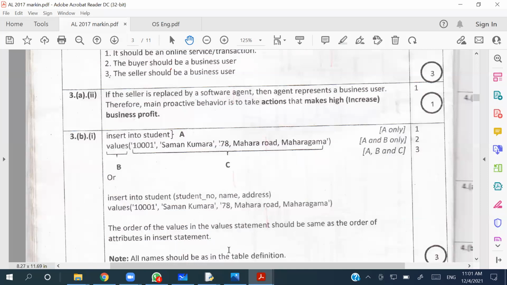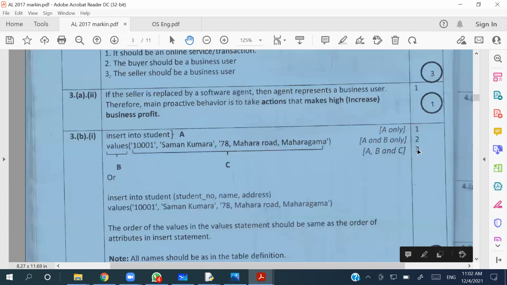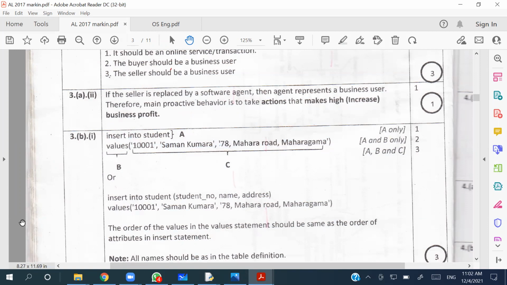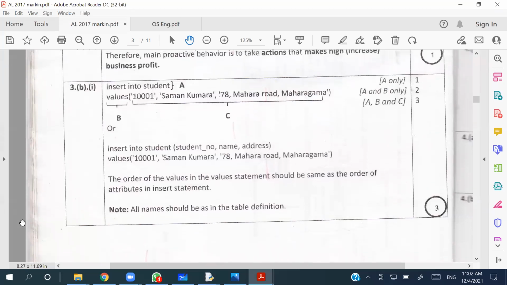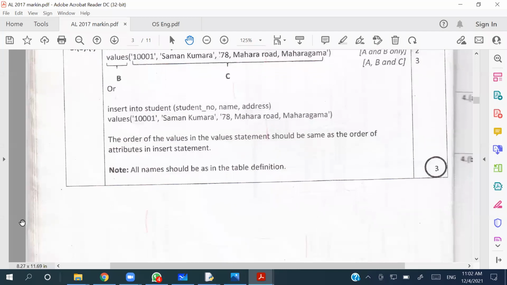Right, so you can have 1 mark for the part saying insert into student, another mark for saying values, and another 1 mark for specifying the data or the values in a correct way. Here the marking is given as A only 1 mark, A and B only 2 marks, A, B, C all together 3 marks. So if even one part is missed when you write your values, you are going to lose that mark. Okay, is that clear, everyone?